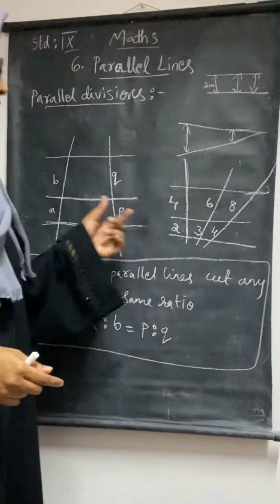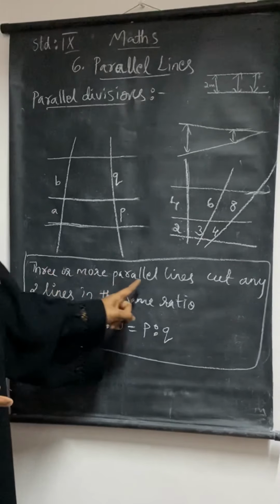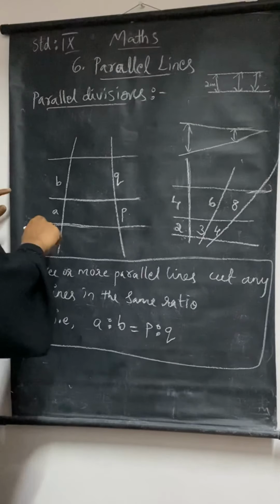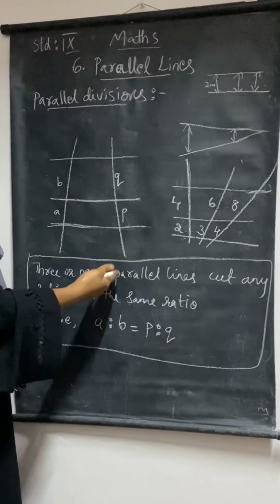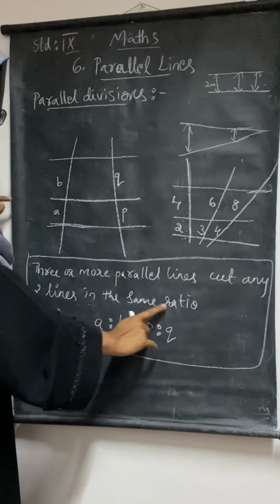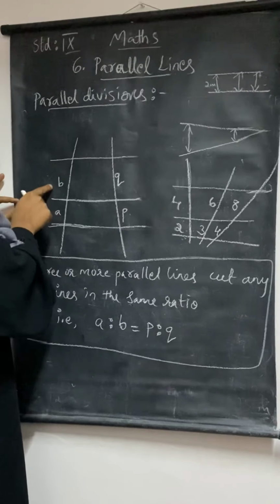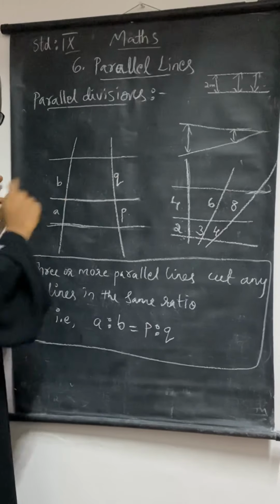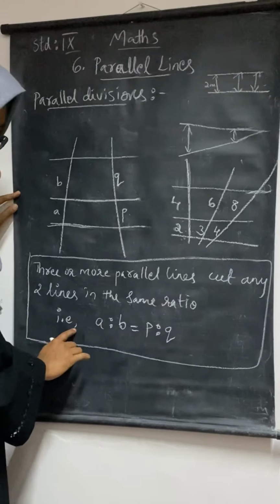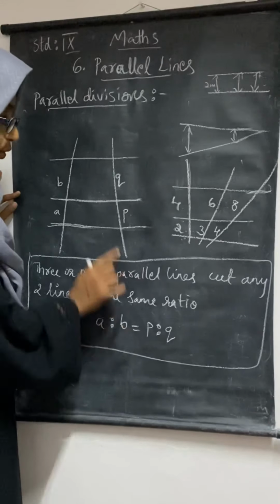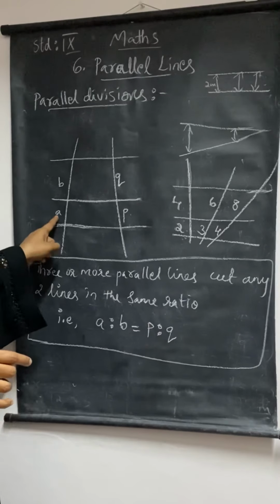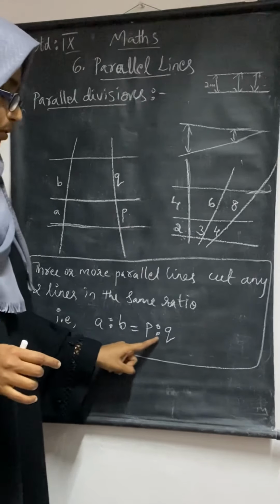That means 3 or more parallel lines cut any two lines in the same ratio. You can see here 1, 2, 3 parallel lines are there. 3 or more parallel lines cut any two lines in the same ratio. That is, whatever the numbers you have here, the ratio will be the same. A is to B is equal to P is to Q. Wherever you start, you have to start from the same place: if you start with A, you have to start with P. So A is to B is equal to P is to Q.